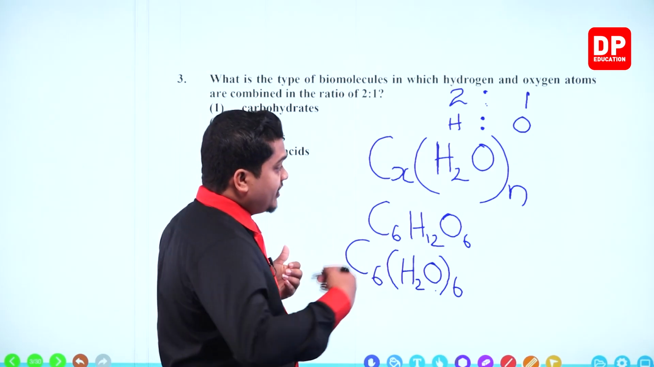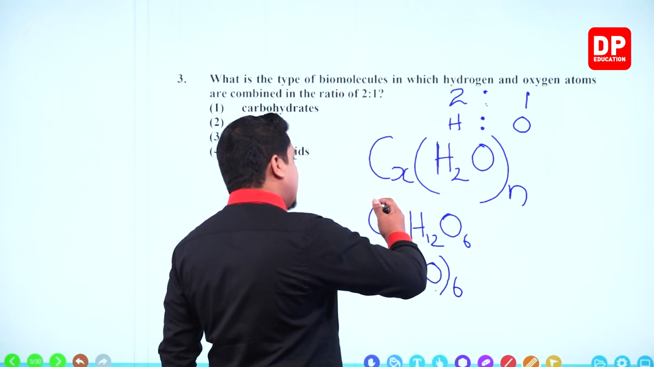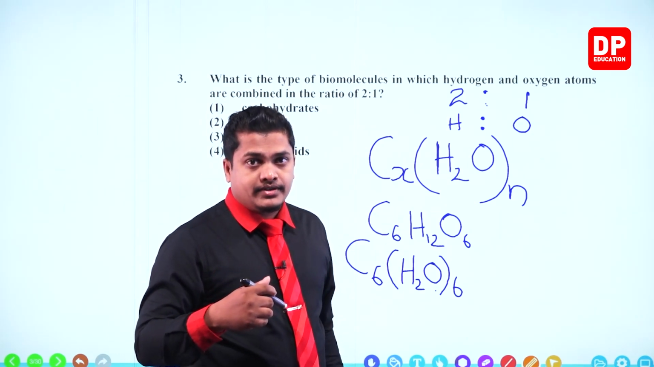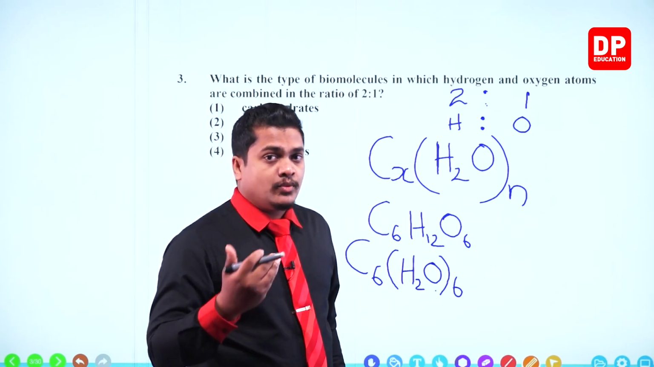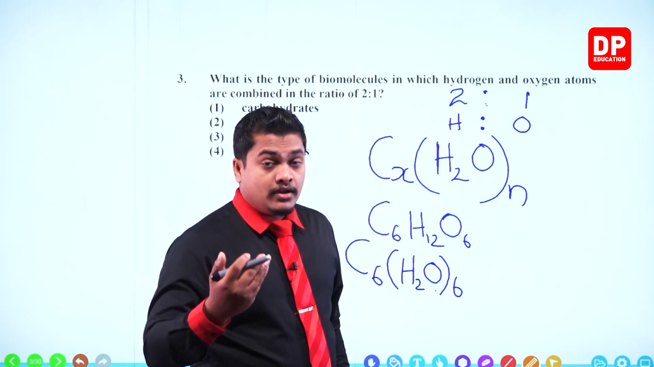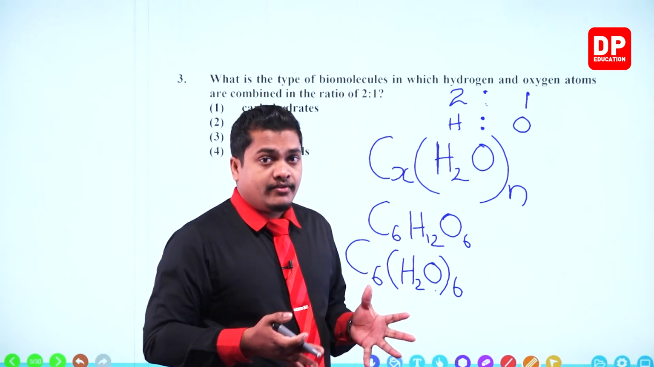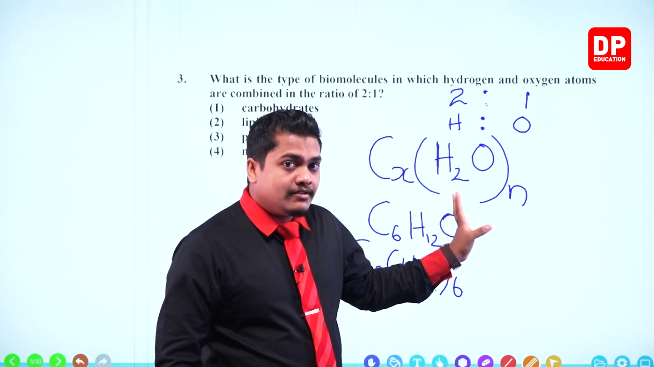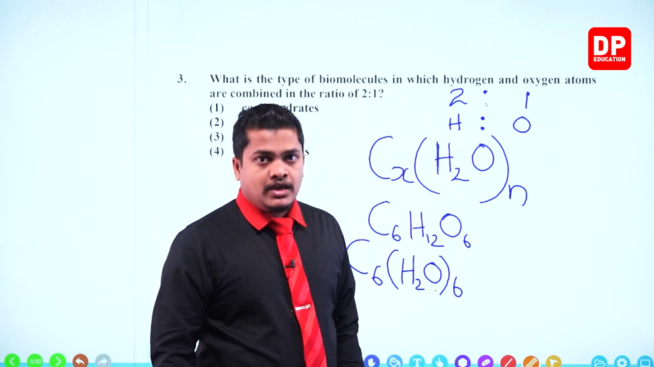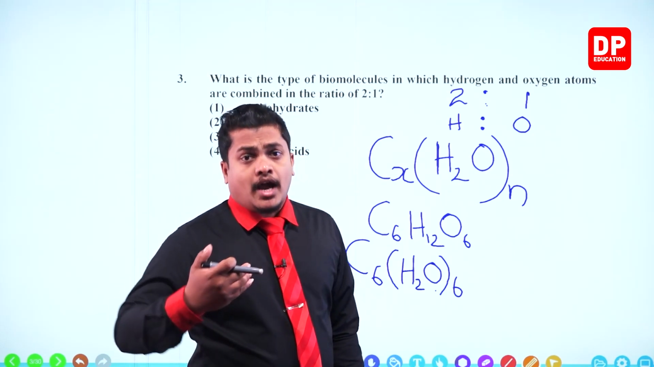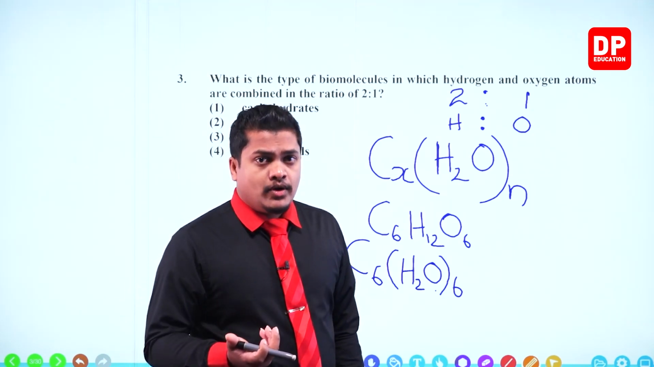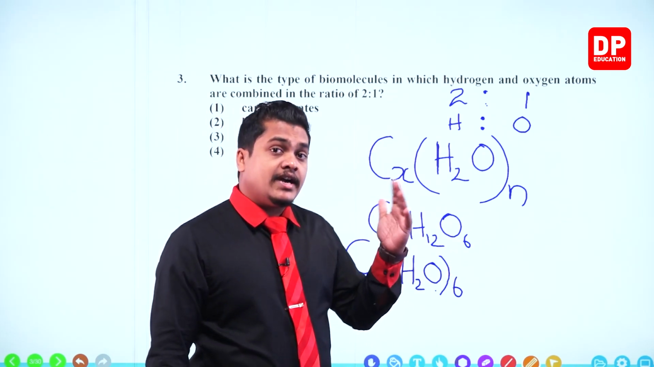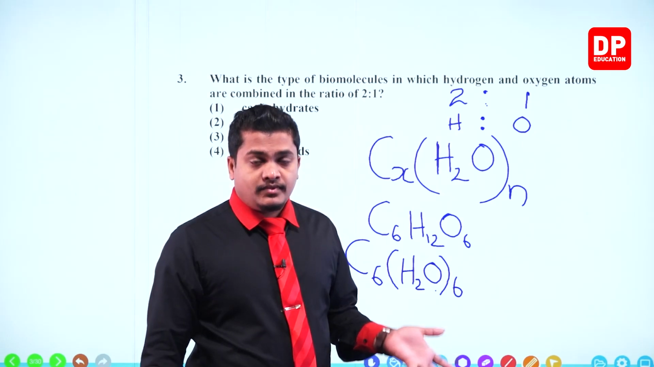That means by changing this n value or x value, we can create different carbohydrates, with different numbers of carbon atoms and different numbers of H2O molecules. You know that there are certain types of carbohydrates, simple carbohydrates like the monosaccharides, which I have written here, glucose. Then disaccharides, and polysaccharides like starch.